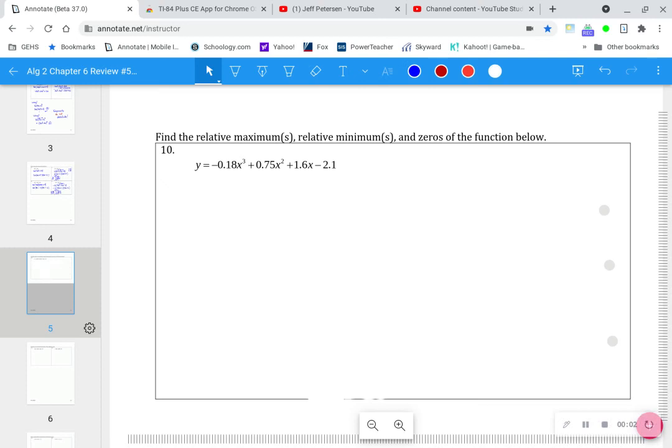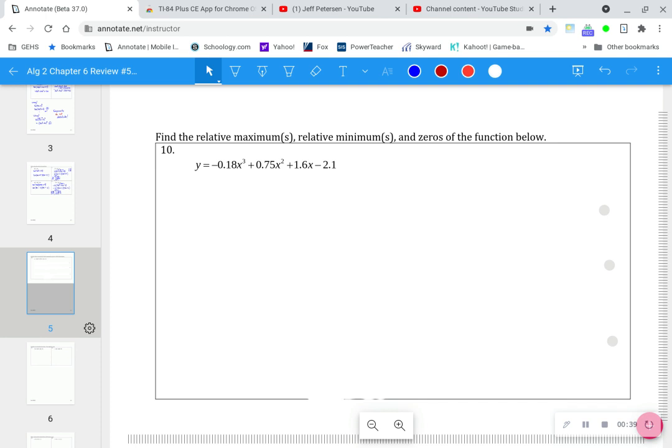Okay, we're continuing to work for the review for Chapter 6, Sections 6.1, 2, and 3, and Section 6.5. Problem 10 in view here, and what they want us to do is find the relative maximum, relative minimum, and the zeros of the function that's shown here. So that basically translates into find out how high the hilltops are, how low the valleys are, and find where it crosses the x-axis. So let me pull my calculator up here and you'll see me typing this function here.